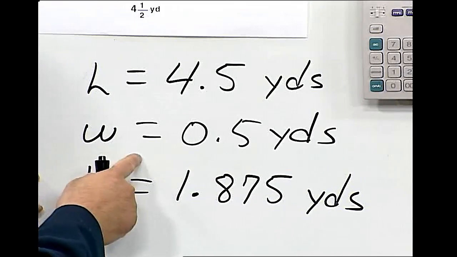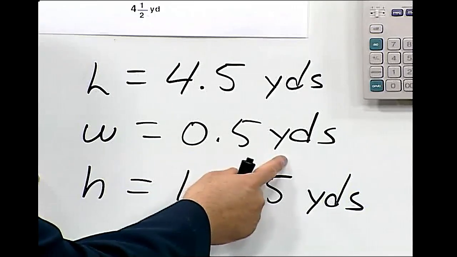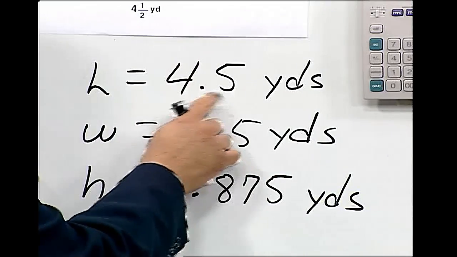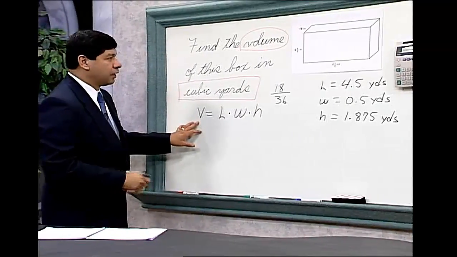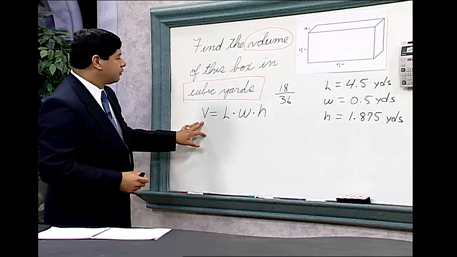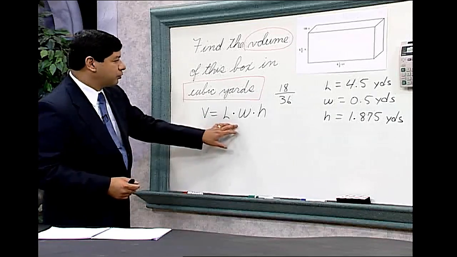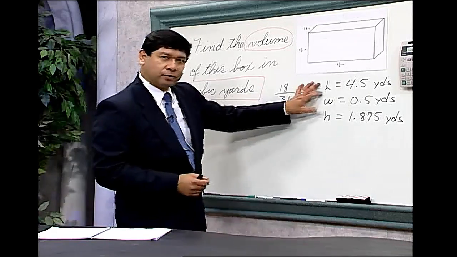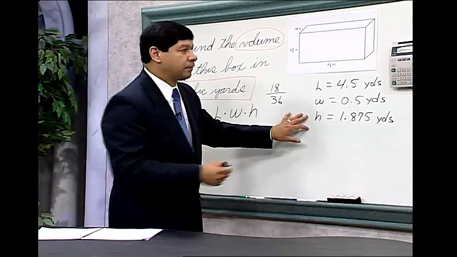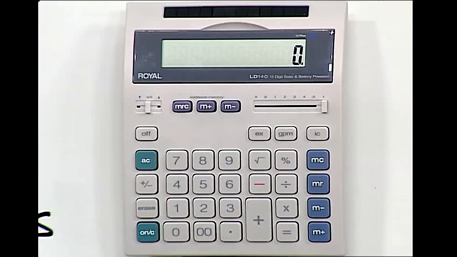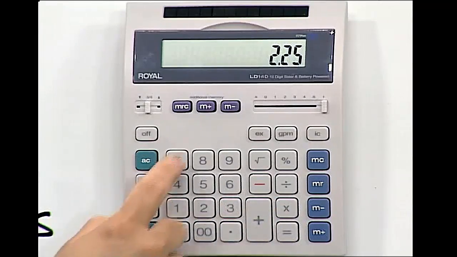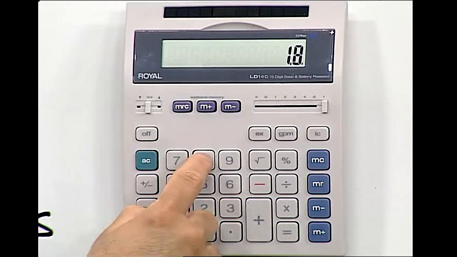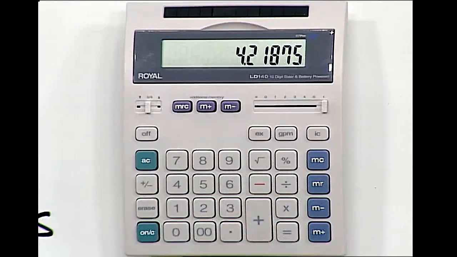We know that the height is represented as 1.875 yards. The width is equal to 0.5 or half a yard. The length is equal to 4.5 yards. And using our formula, the volume of a box, we know volume is equal to the length times the width times the height. And we have all three. So our next step then is to multiply. Clear our calculator. We have 4.5 times 0.5 times 1.875 and our equal sign.